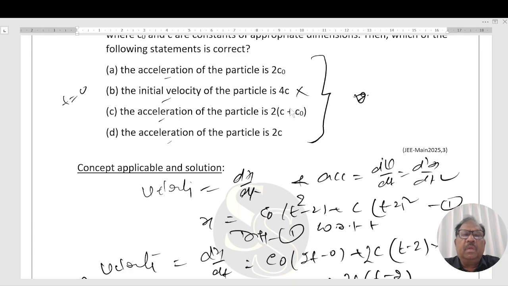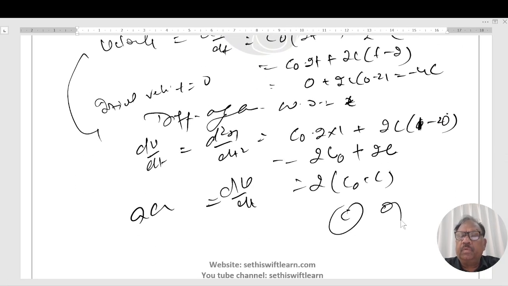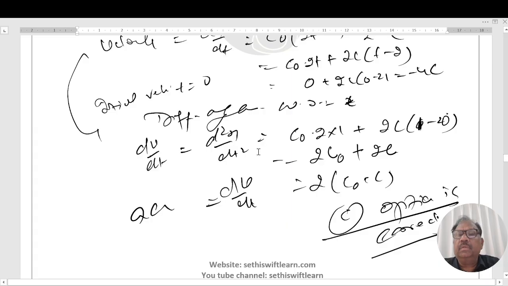Let's check the answer. Acceleration of the particle is twice c naught plus c, this is the correct answer. The other options are wrong. C option is the correct option. Right? Next question.